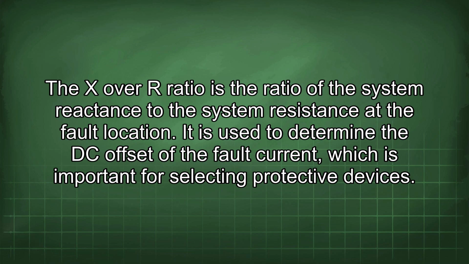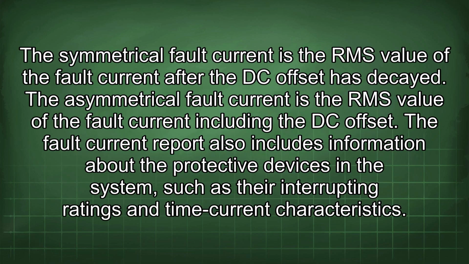It is used to determine the DC offset of the fault current, which is important for selecting protective devices. The symmetrical fault current is the RMS value of the fault current after the DC offset has decayed. The asymmetrical fault current is the RMS value of the fault current including the DC offset.